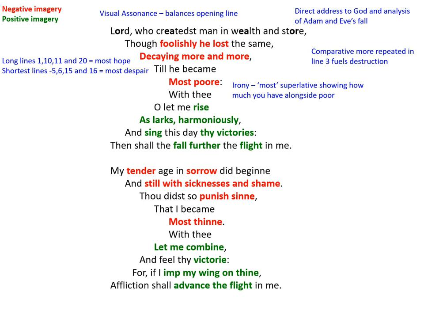When he says, "Oh, let me rise as larks harmoniously and sing this day thy victories." That shift from past tense, referring to Adam and directly to God, makes this much more vulnerable in the first person, in the present tense, offering another acknowledgement. This could be a prayer.